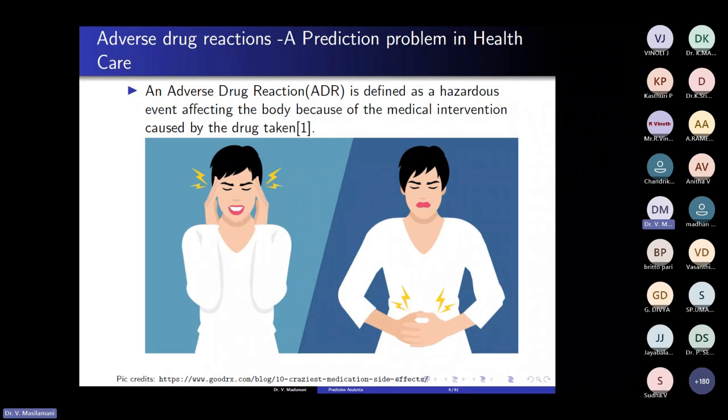So what is it? When you take a drug, it may cure a disease, but it may produce some other disease, at least a lighter disease. For example, when you take a tablet for fever, it may bring a headache, or it may bring sleepiness and so on. Such hazardous events are called adverse drug reactions. Given a drug, how do you normally find whether the drug will cause abnormal reactions or not?